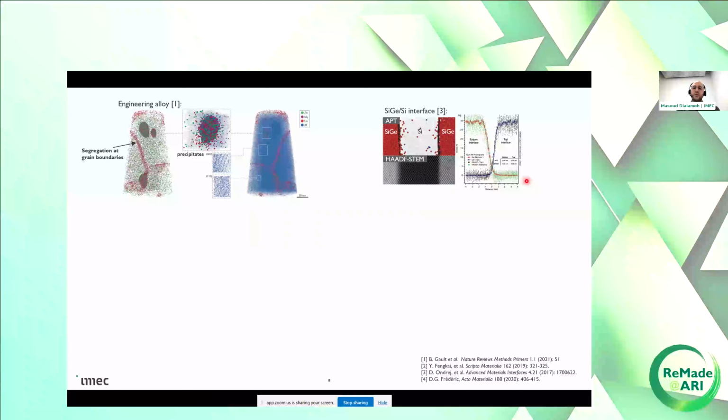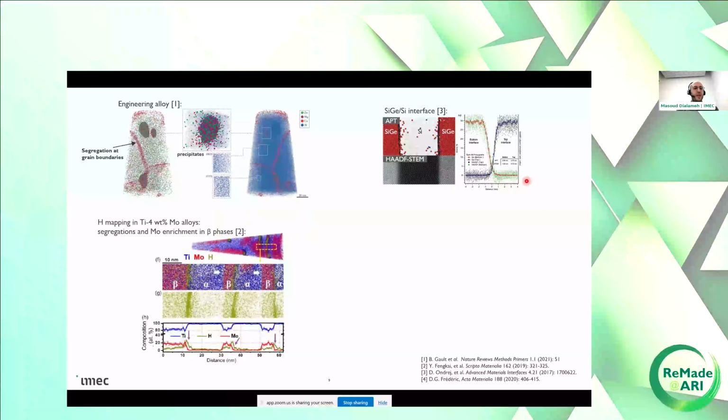lines are basically the one from transmission electron microscopy. So one can study the intermixing and the interface using atom probe tomography. Of course, special care is also required here, which will be discussed later in this presentation.